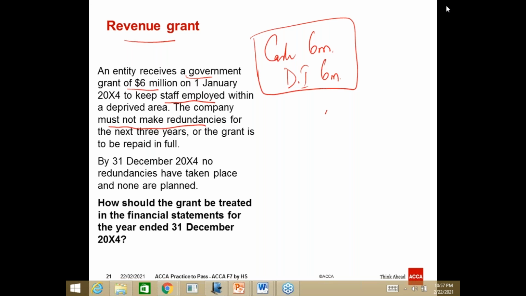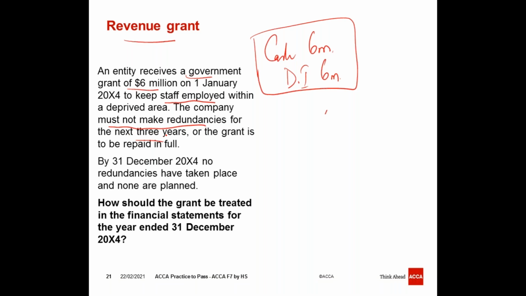The government has given them the cash to pay their salaries and asked the companies not to expel any employee from the company for the next 3 years, or the grant is to be repaid in full. Like if the company has done some non-compliance with the agreement, then you have to pay the whole amount of the grant immediately in full. At 31st December, at the year end, no redundancy has taken place and none are planned.